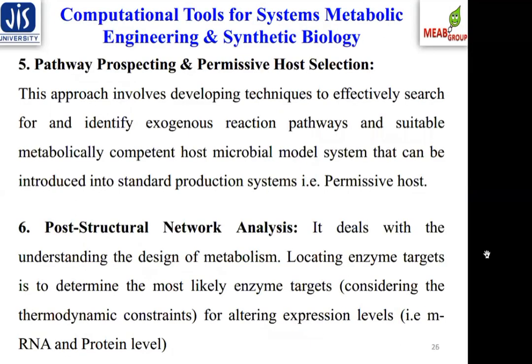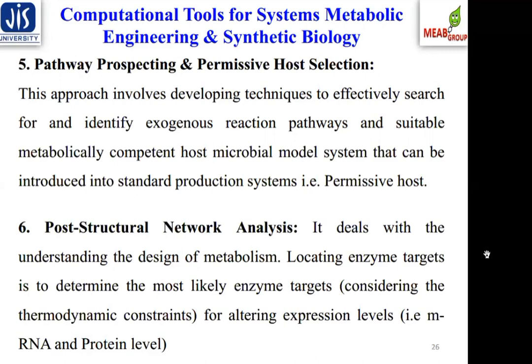Now the fourth and fifth ones are very closely merged. The fifth one is pathway prospecting and permissive host selection. This approach involves developing techniques to effectively search for and identify exogenous reactions, metabolic pathways, and suitable metabolically competent cells, mostly host microbial model systems, that can be introduced into the standard production system. This is actually called permissive host development.